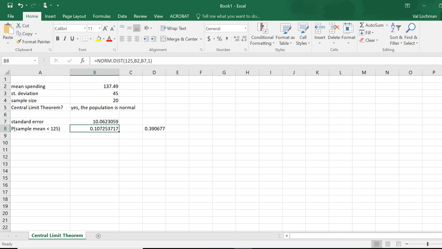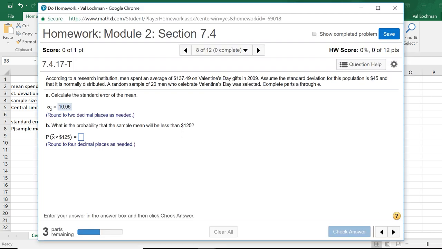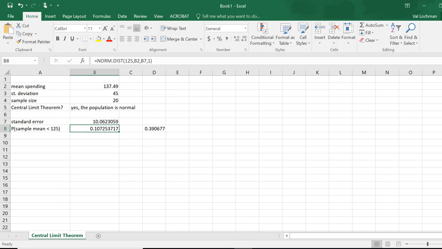Okay, let's see if this is correct. So what do they want us to round to? 4 decimal places, so that's 0.1073.